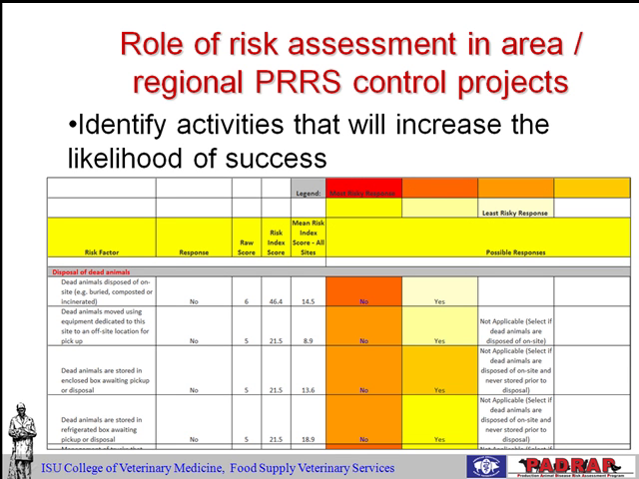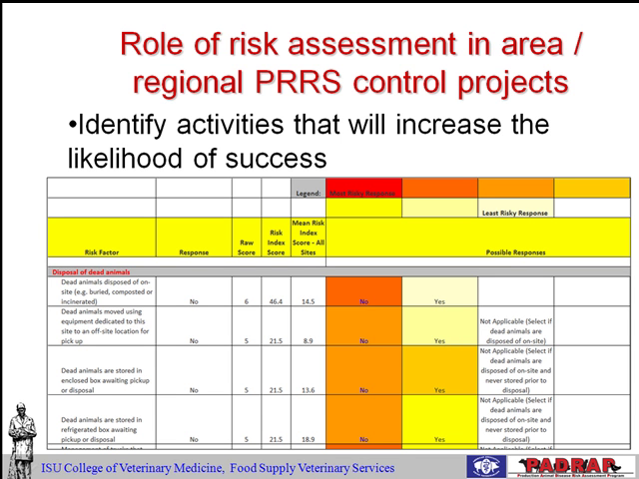And then estimated timeline of the project. So again, hopefully be realistic about how long these things will take, and risk assessment maybe can help assess how long it might take. And identify activities that will increase the likelihood of success. So maybe the way things are today isn't so good, but maybe there's some things that can be changed that would maybe speed the project up or increase the likelihood of success.